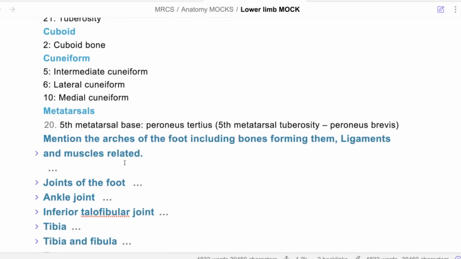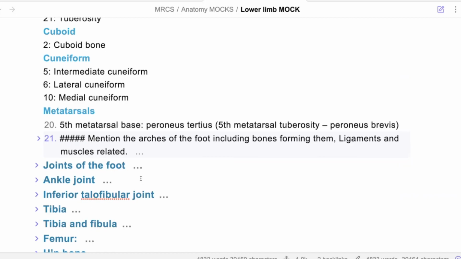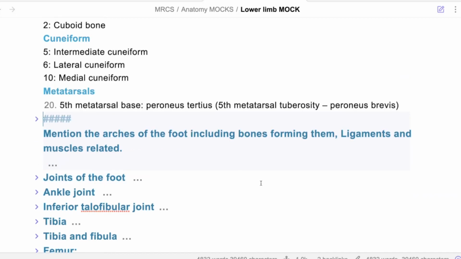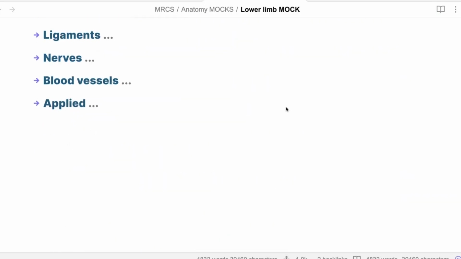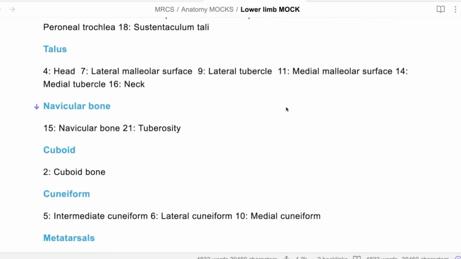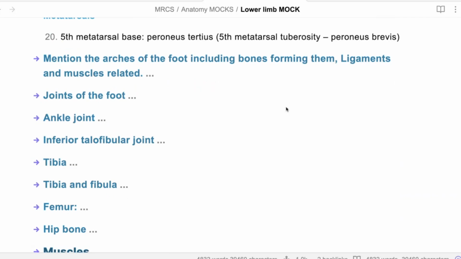Okay. What are the arches of the foot? Can you mention the arches of the foot, including the bones forming them and the ligaments and muscles related to them? Yes, sir, I can. Please show me the diagram. There is no diagram that you would see. I'm just asking you. Tell me about the arches. Okay, sir. Sir, there are 3 arches of the foot. One is medial longitudinal arch. One is lateral longitudinal arch, and one is transverse arch.